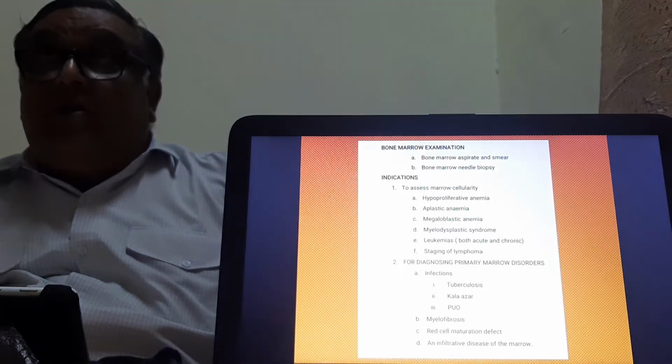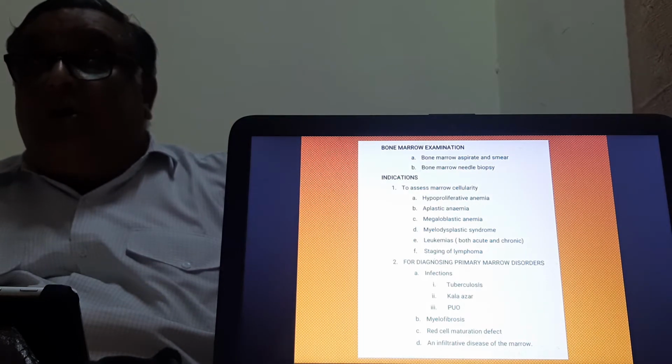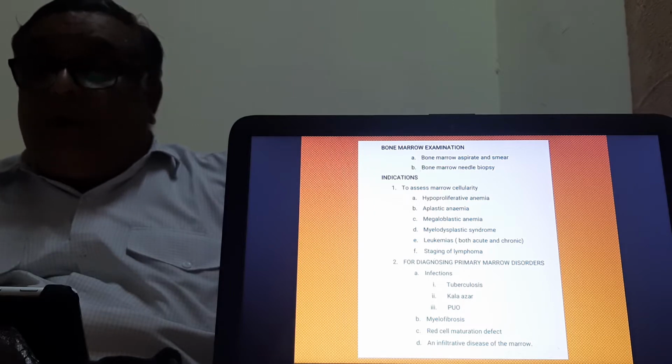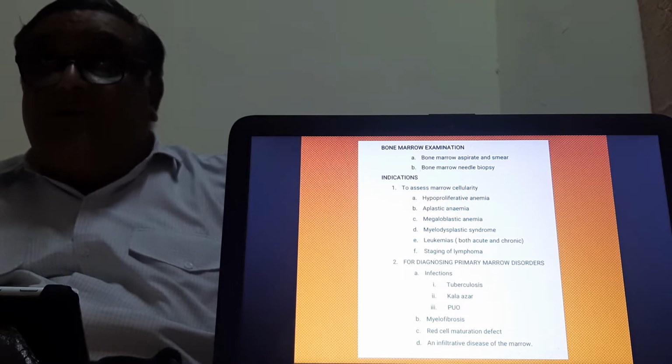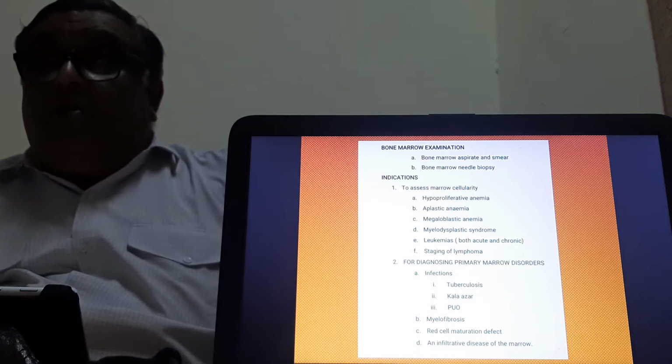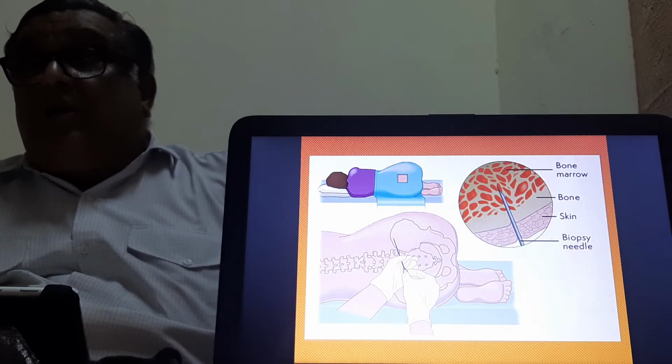Also, if we are dealing with a case of lymphoma, bone marrow may come handy to look at the picture of the marrow, which may tell us what is the stage of the lymphoma. Megaloblastic, we may not do it routinely, but sometimes rarely we may have to do it.